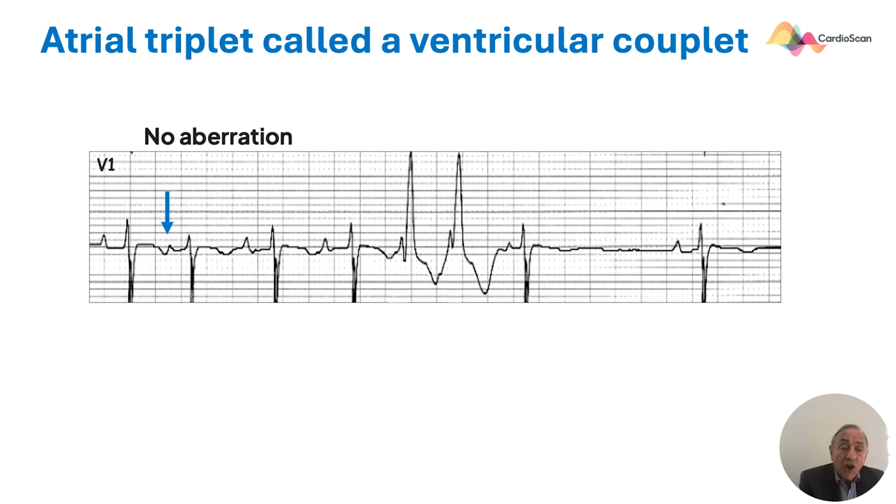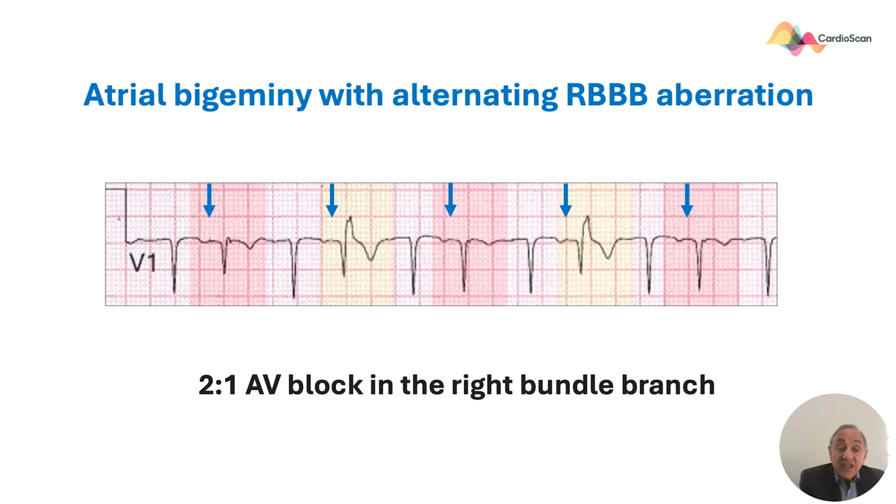Firstly, there is an atrial ectopic with no aberration. Then we have this so-called triplet or couplet. The first two beats are classical aberrant ventricular conduction, and there may be P waves as well. The third beat is later, and as a result of that is outside the zone of aberrancy and now conducts normally. So here's another example of atrial bigeminy with alternating right bundle branch block aberration.